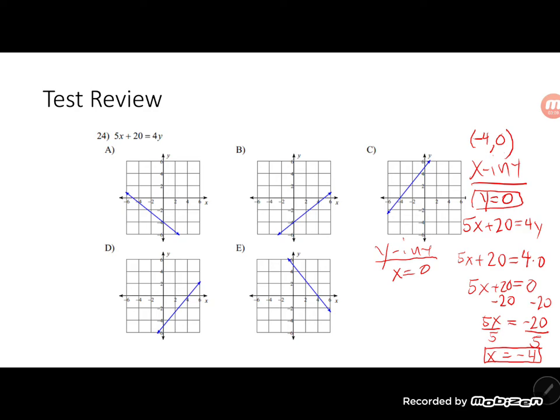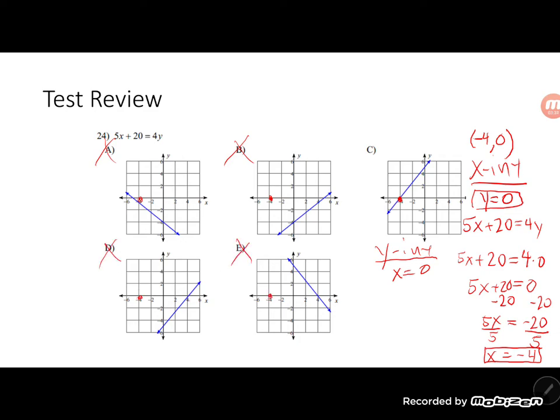So now I'm going to start looking through my options and see which one has an intercept of negative 4, comma 0. Well, I can see this one has that intercept. I see that this one does not have that intercept. I see that this one does not. This one does not have that intercept. And lo and behold, neither does this one.